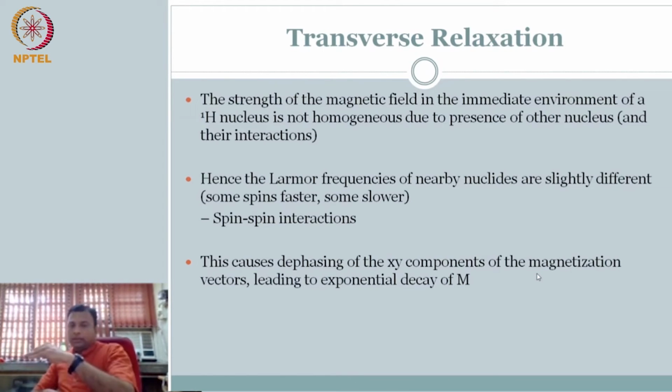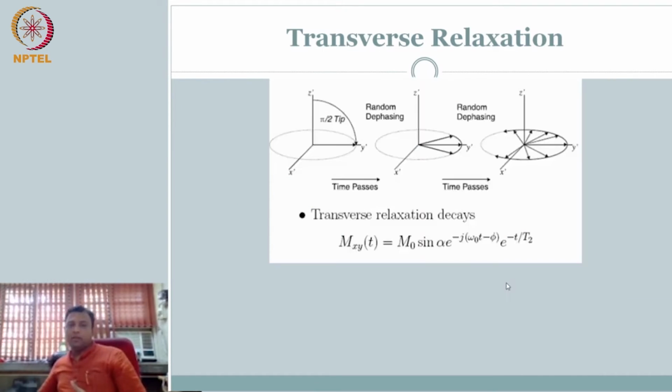This reduction in signal due to spin-spin interaction, we call it T2. I mean, transverse relaxation. Of course, the rate at which it goes down, as a time constant, we'll shortly name. So here is the process that we are talking about.